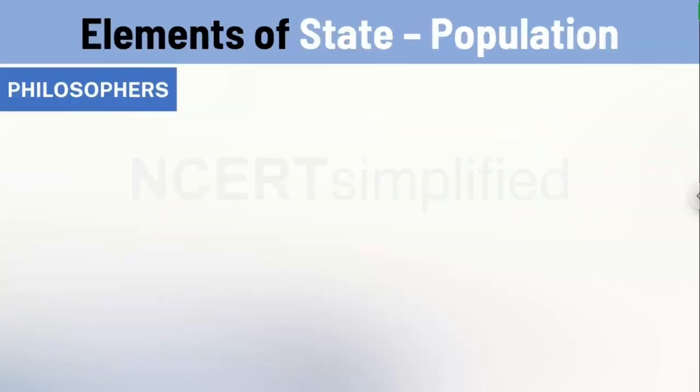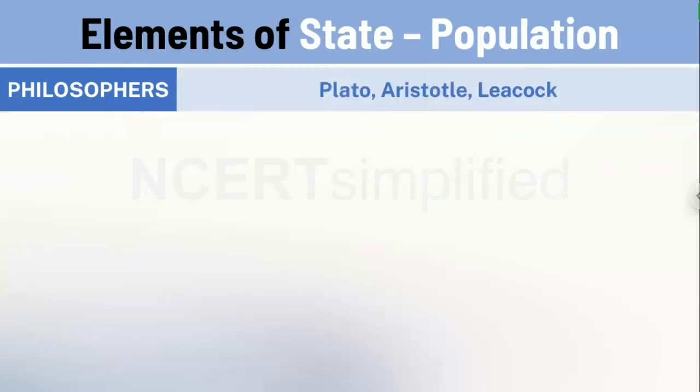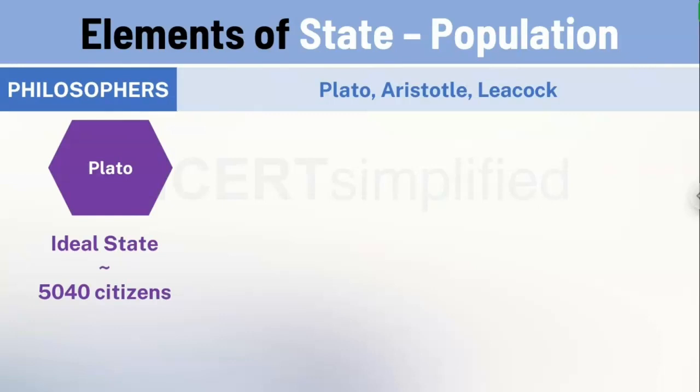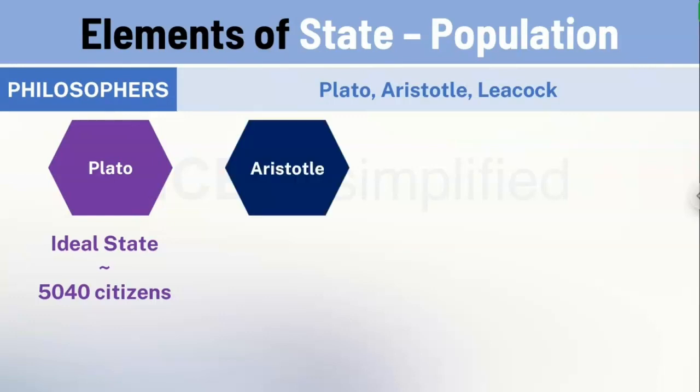So for elements of state, population. Population is an element of the state, as we know. There cannot be a state without people to actually be governed, right? Plato, Aristotle, and Leacock were the ones who had their say upon the population of a state and their ideas on it. According to Plato, an ideal state should have at least 5,040 citizens. It is unclear how he got to this precise number.